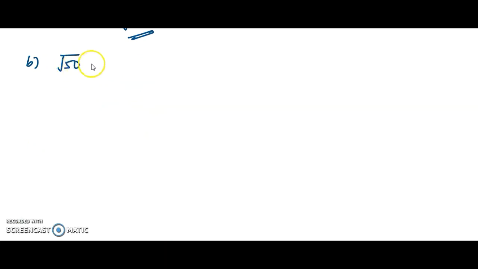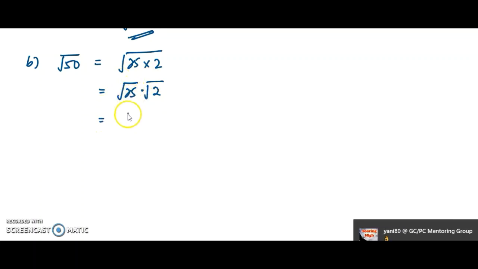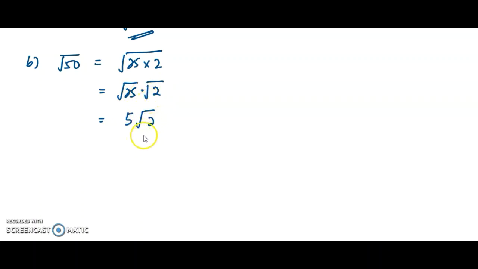For example B, surd 50, we can split the 50 into 25 multiplied by 2. Why do we do so? Because the surd of 25 is equal to 5. Then we split it into surd 25 multiplied by surd 2. Surd 2 is already in its simplest form, so we just simplify surd 25, which equals 5, multiplied by surd 2. So this is the simplest form.